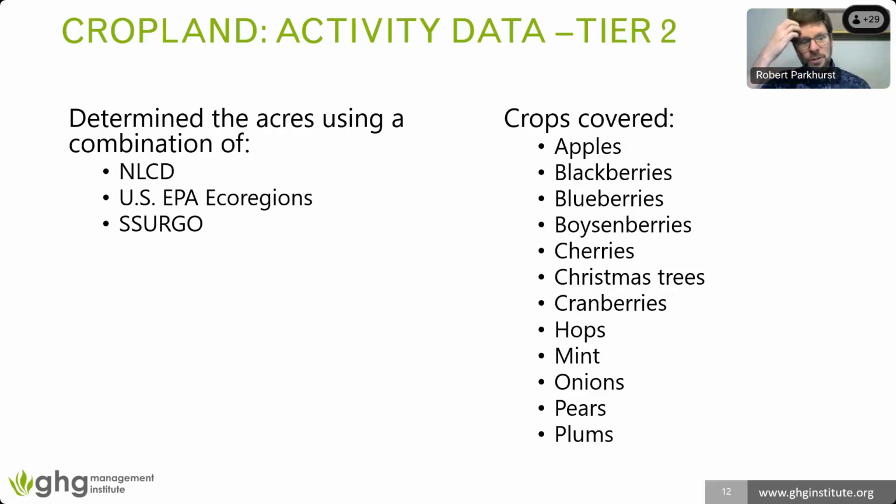So for the tier 2 model, we go back and use the National Land Coverage Database, or the NLCD, as well as the ecoregions and the soil information. What we really need to know is the type of soil, the climate zone, the tillage practices, as well as the general fertilizer characteristics. With that information for these crops, we can do the inventory and the quantification for those. Let's go on to the next slide.